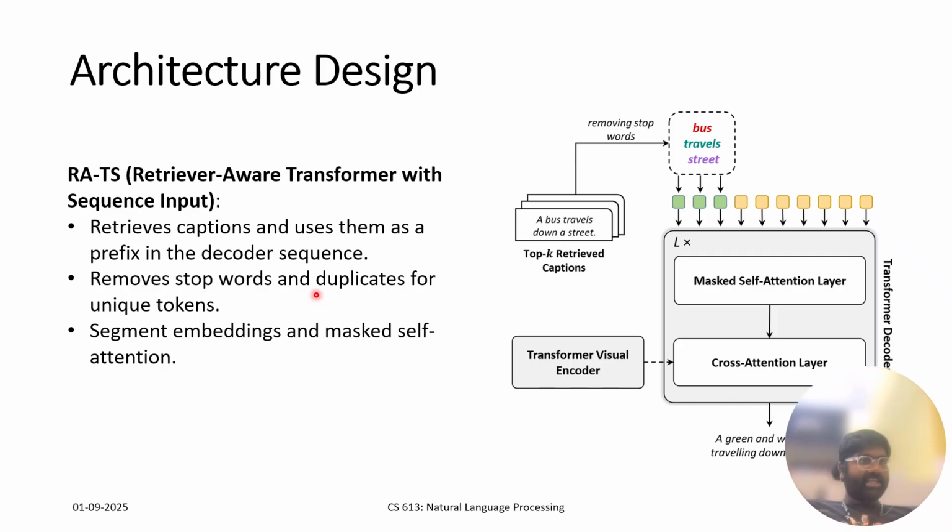In the RATS architecture, we take the top K retrieved captions and use them as a prefix to the input. Before using them, we have to process the words by removing stop words, duplicates for unique tokens, and other processing techniques. We also have segment embeddings and use masked self-attention.